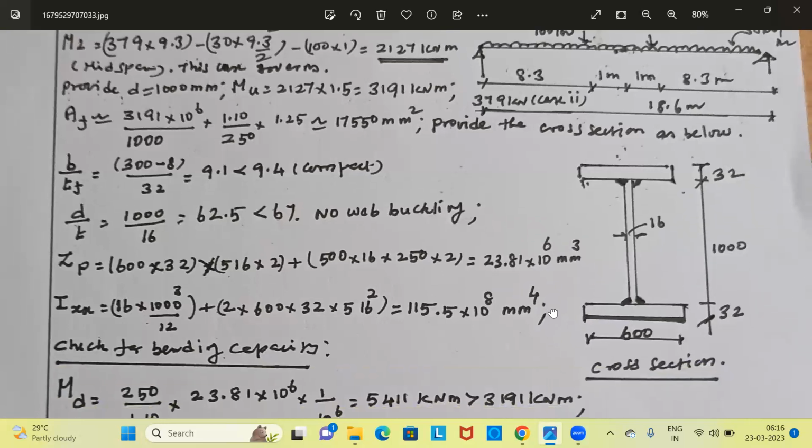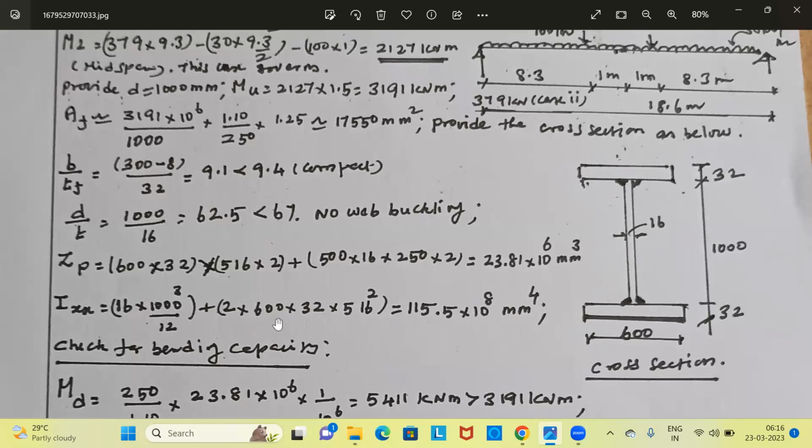Let us calculate the other property, IXX, that is moment of inertia. Moment of inertia of the web is BD cubed by 12, with B 16 mm and D 1000 mm. This is one term, plus. What about the moment of inertia of the flange plate? We will calculate the moment of inertia of the flange plate about the neutral axis only. Moment of inertia of the flange plate about its own axis, we will ignore.